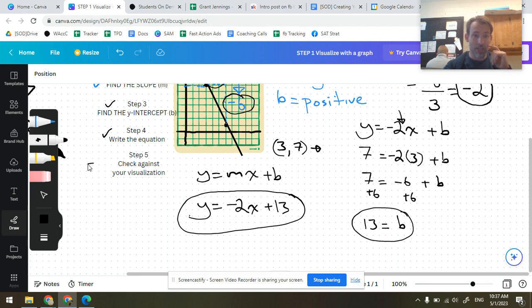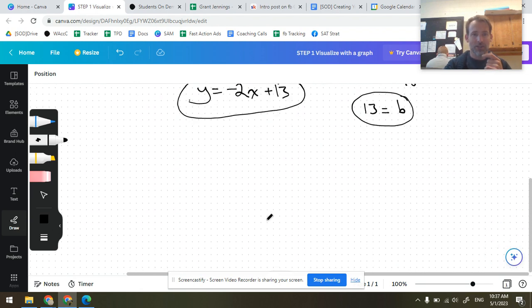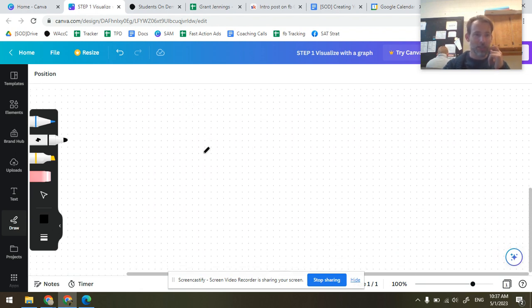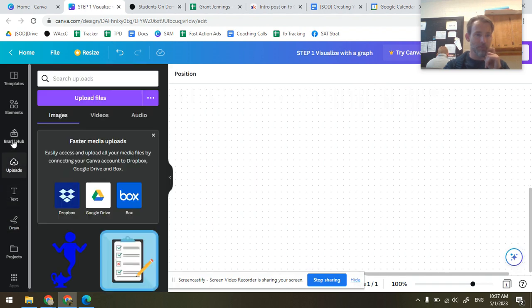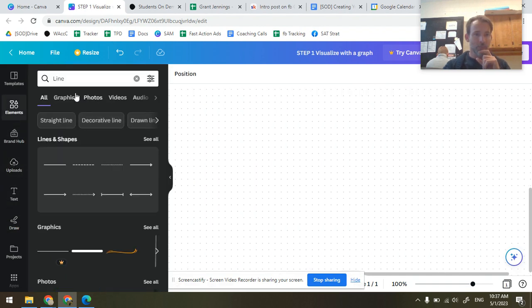Last thing is to check it against your visualization. We knew m would be negative, and indeed it is. It's negative 2. And we knew b was going to be some positive number bigger than 7, and it is. It's 13. So that's how these go. All right, shall we take a look at another example? Sure.